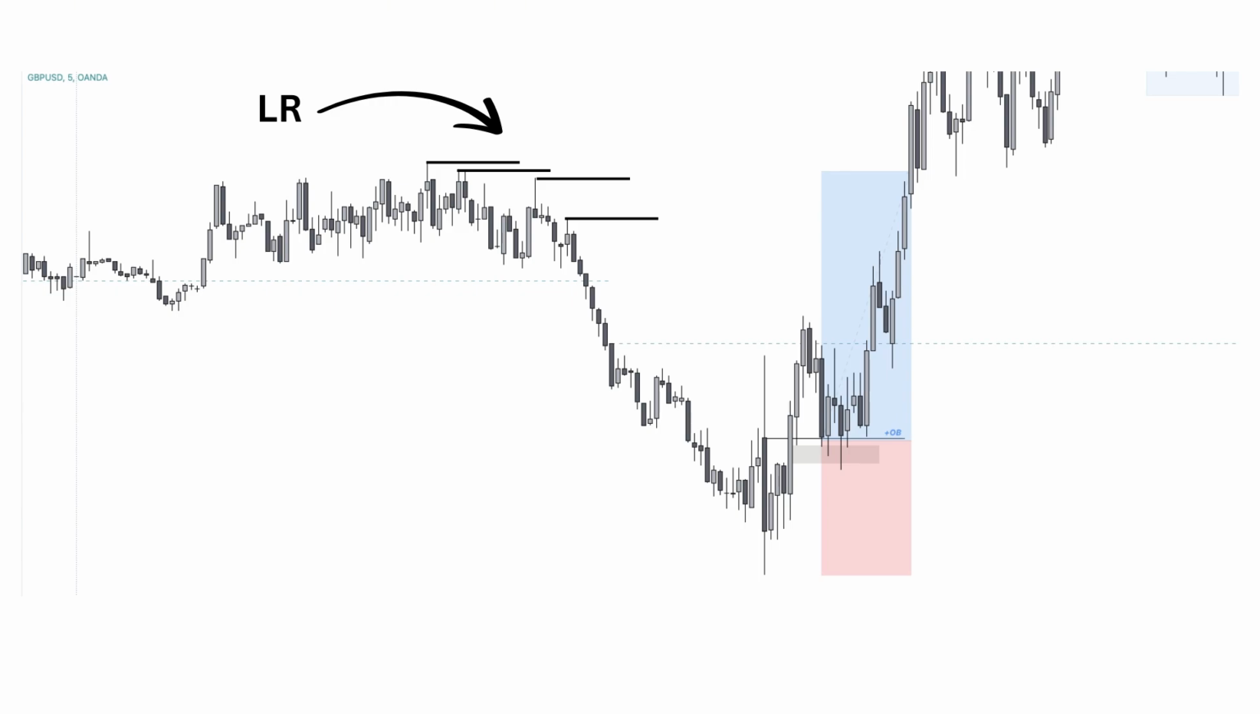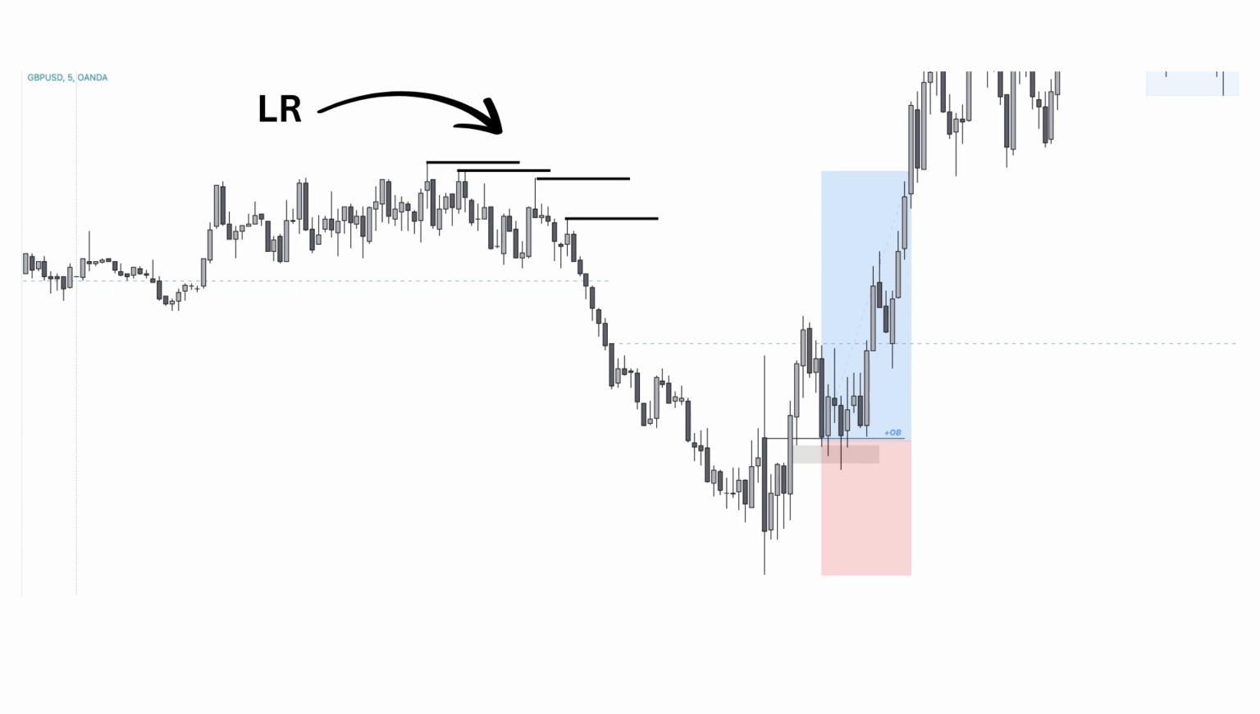Why can I spot these easily? Because you see the wicks, price can't close above the previous highs and created a very nice trendline liquidity. On the downside, you can see very high trendline liquidity levels. That's low resistance liquidity. So on the right, you see I entered this trade.